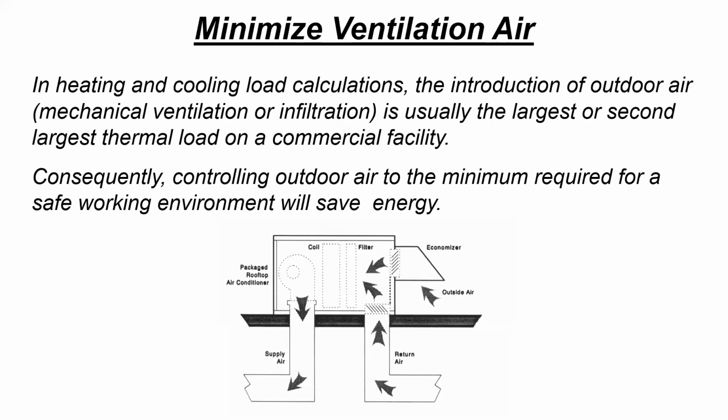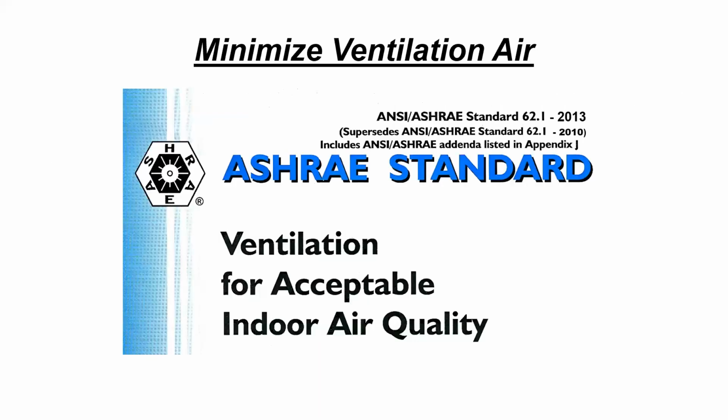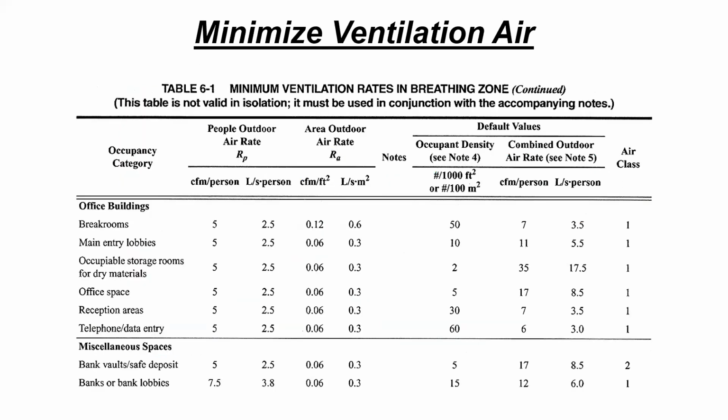ASHRAE standard talks about minimizing the ventilation air, because in a heating and cooling load calculation, the introduction of outdoor air is expensive. That means we have to do some cooling or heating on the fresh air coming from outside. And you have to make sure we're following the ASHRAE guidelines to calculate based on the minimum ventilation air.